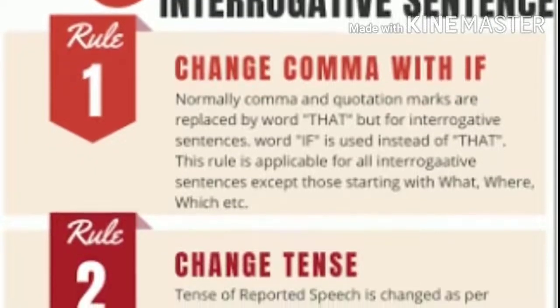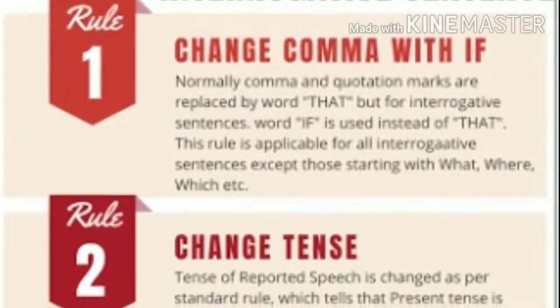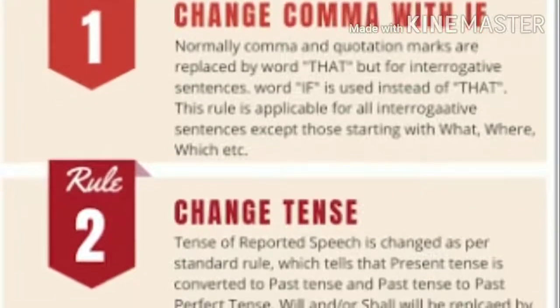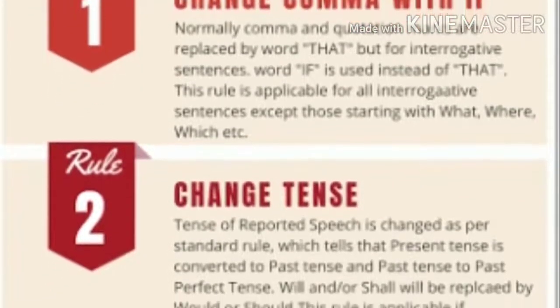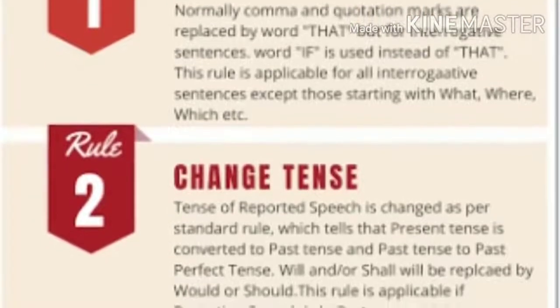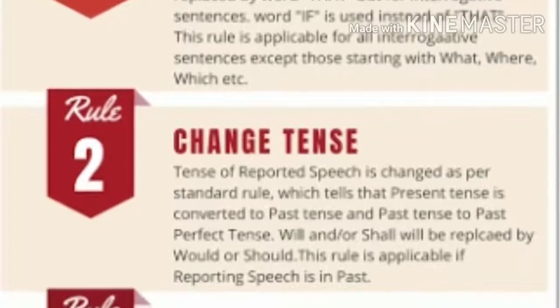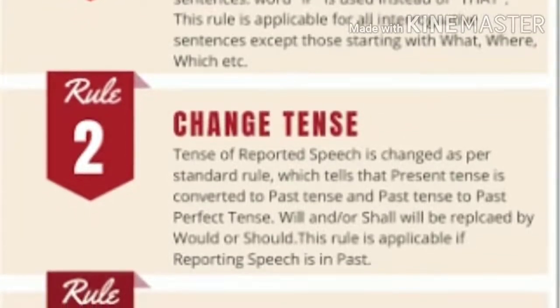Follow these rules. Rule number 1, change comma with if. Normally students, comma and quotation marks are replaced by word that. But for interrogative sentences, word if is used instead of that, and this rule is applicable for all interrogative sentences, alright, except those starting with what, where, which, etc.